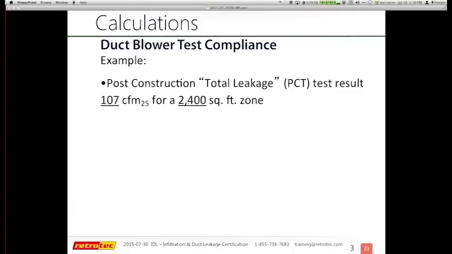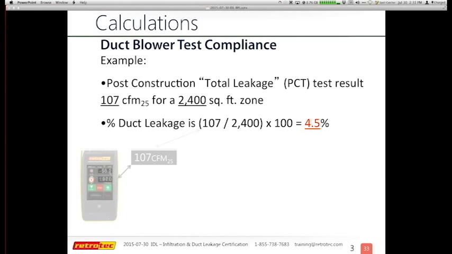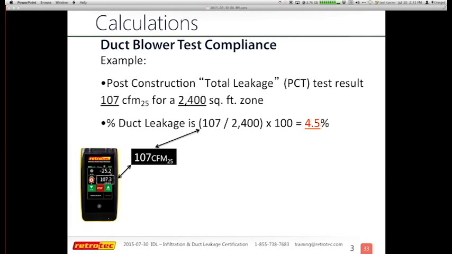So if I did a total leakage post-construction test, and on my gauge I had 100 CFM at 25 pascals of leakage, and let's say the house was 2,400 square feet for that zone or total house. A lot of people refer to it as a percentage versus CFM per 100 square feet because it's easier to say. It's easier to say 4.5% versus 4.5 per 100 square feet. It's the same concept. So the 107 comes from the gauge, and that's what we're going to use in our calculation.